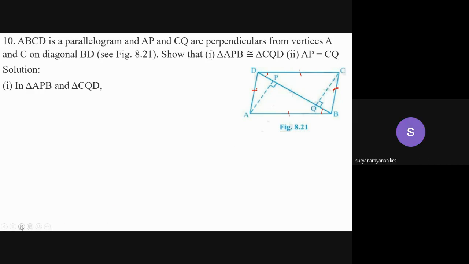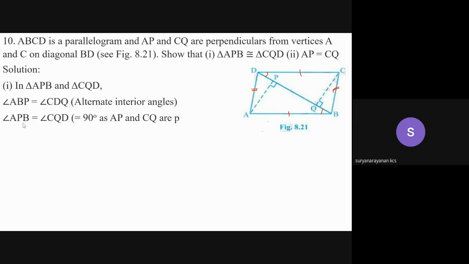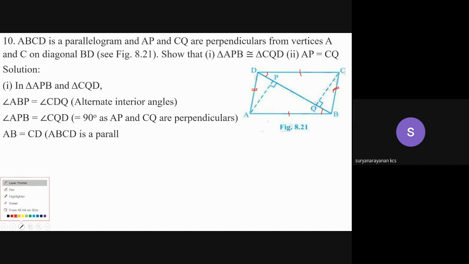Whatever we marked in this figure, we write those sentences here. Angle ABP is equal to angle CDQ because they are alternate interior angles. And the next step, angle APB is equal to angle CQD, that is equal to 90 degrees. Both are 90 degrees. AB is equal to CD because they are opposite sides of a parallelogram.